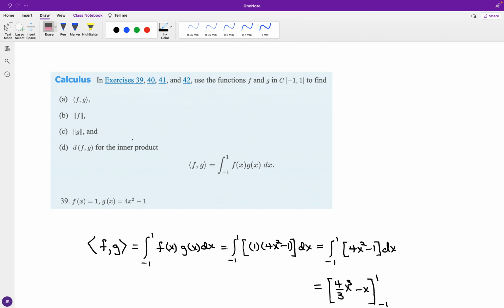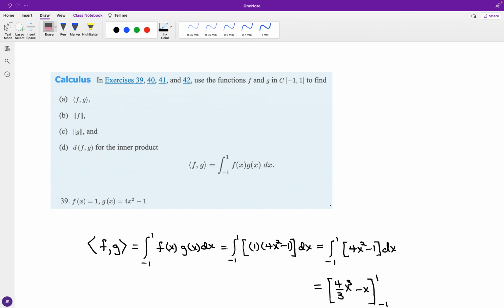We're looking for the inner product of f and g, and by definition, the inner product of f and g is equal to the integral of the product of f of x and g of x dx from negative 1 to 1 for the assigned values in x. For f of x and g of x, we have f of x equal to 1 and g of x equal to 4x squared minus 1.